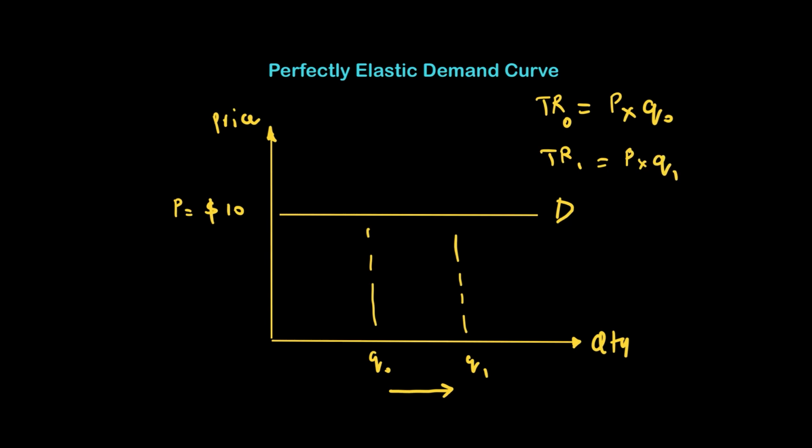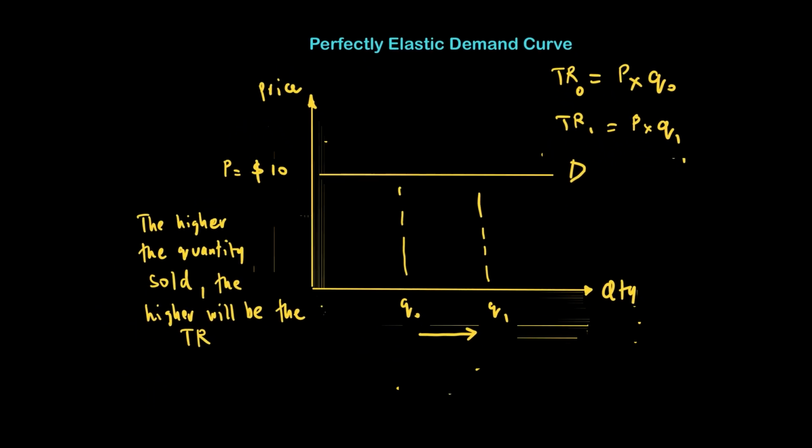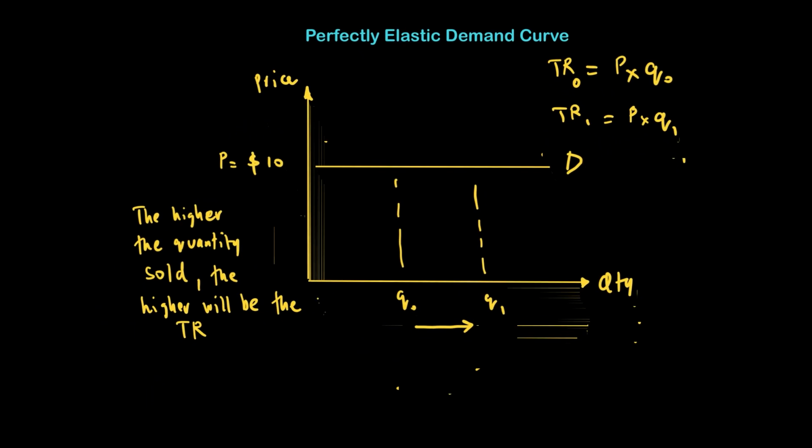So, in short, what I'm trying to say here is that whenever you're selling a perfectly elastic good, revenue only depends on the quantity, because price is not in our control. So the higher the quantity sold, the higher the revenue. A producer who is selling a perfectly elastic good needs to sell only at the market going price.